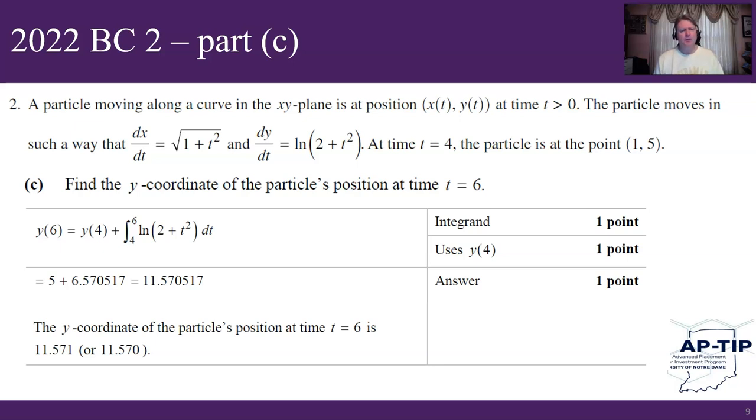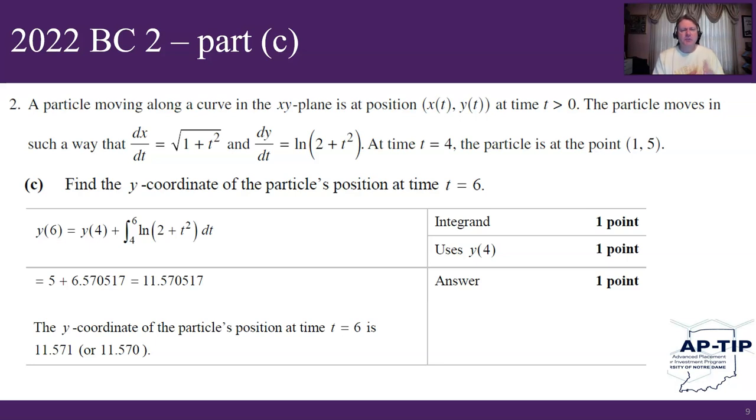And so what we're looking for here for that y of 6 is to start at our y of 4. We have to use the fact that we have some information about time 4. The particle is at the point (1, 5), so the x coordinate would be 1. The y that we need in this problem is going to be 5.